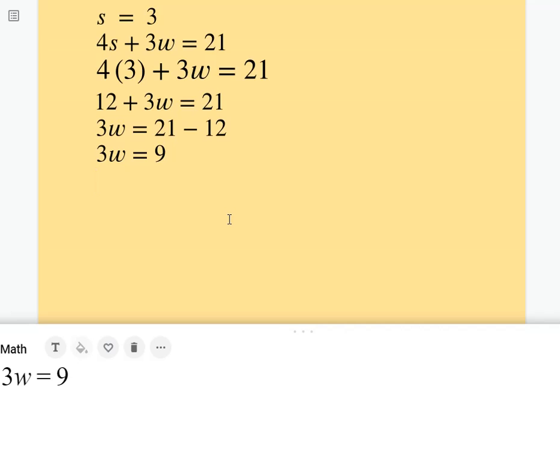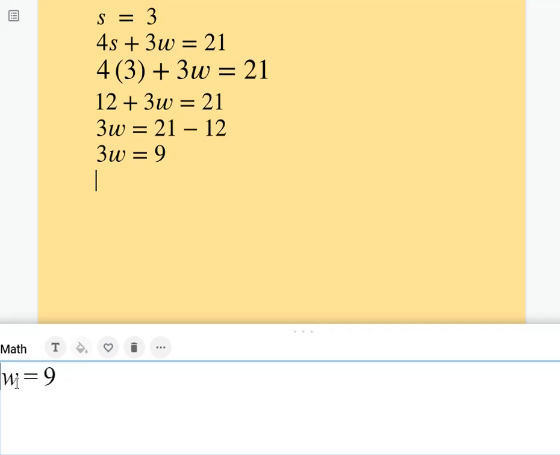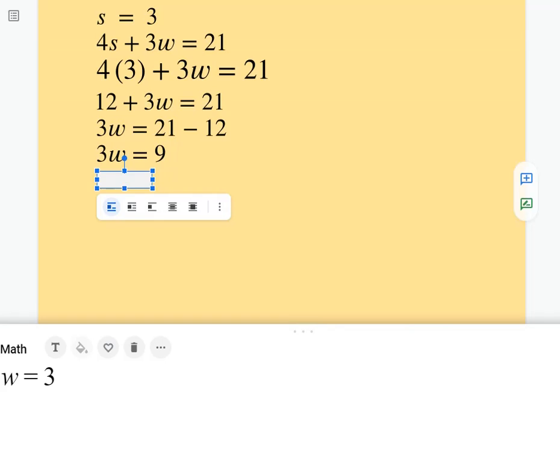Now another way they say it, you divide both sides by 3. That way you get rid of the 3 on the left side. What do you get? You get W equals 3. That's what you get. W equals 3. So basically the wings cost $3. That's what it comes out to.